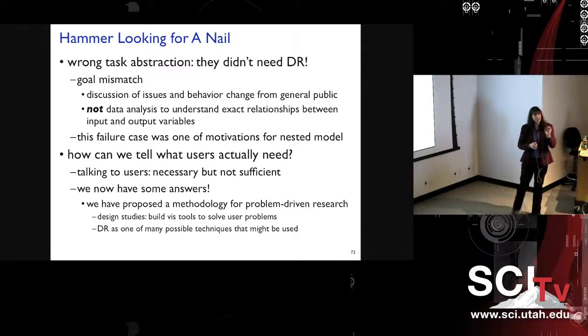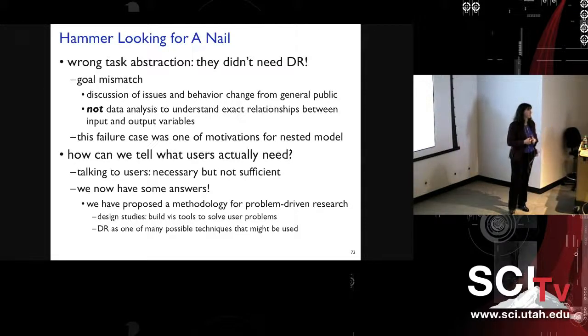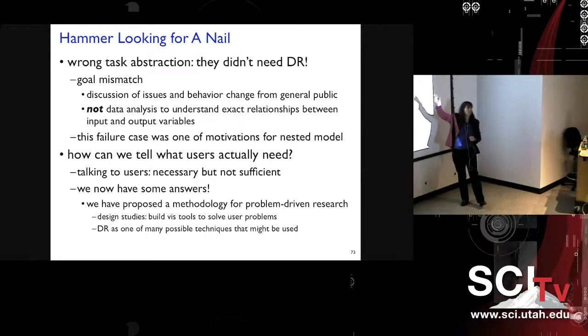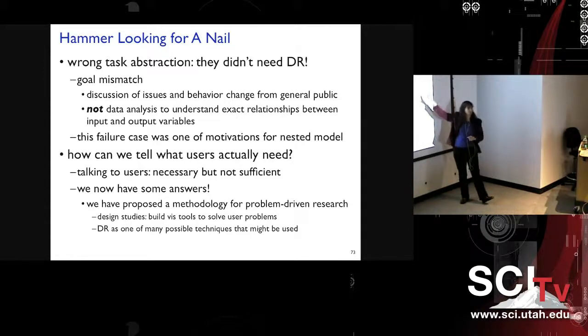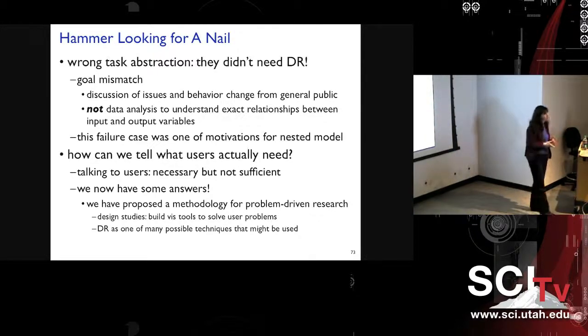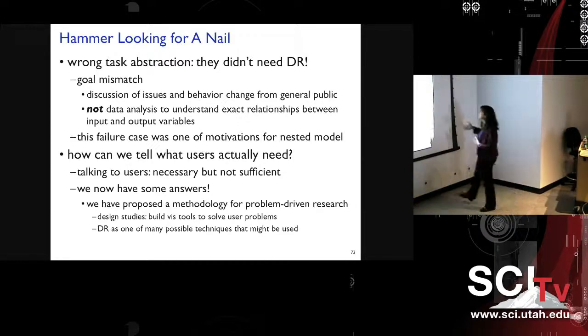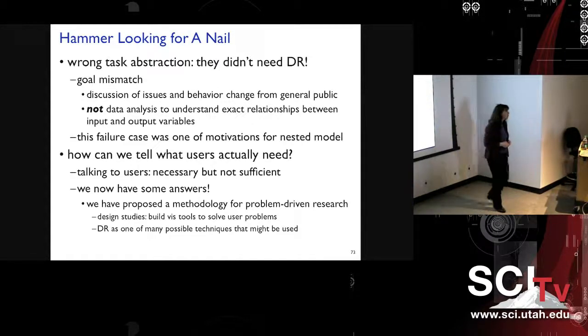And it was an interesting problem of a mismatch all the way up at the top level of that nested model at the domain problem characterization. And it turned out what they wanted was the general public to talk about issues and change their behavior. They did not, in fact, want the general public to do data analysis on the outputs of their models. In fact, for them, that was a sidetrack. And in retrospect, that was obvious, but of course, at the time, it was not at all obvious. And so actually, this failure case was one of the motivations for coming up with this nested model of understanding that all the visual encoding in the world couldn't solve a problem at low level.